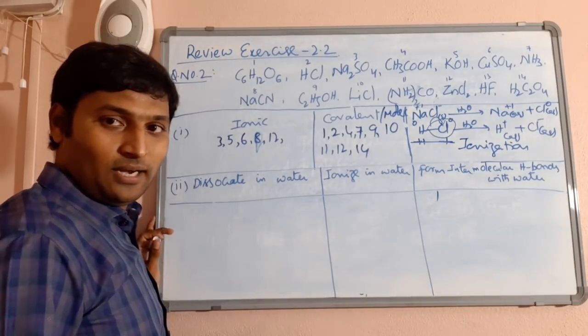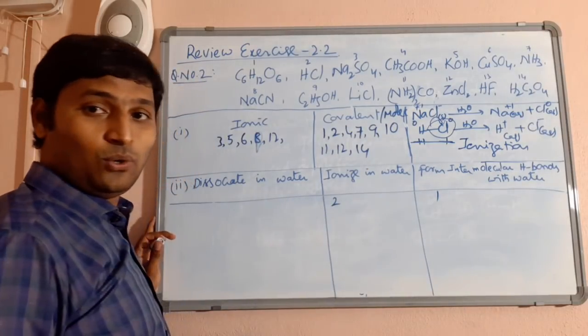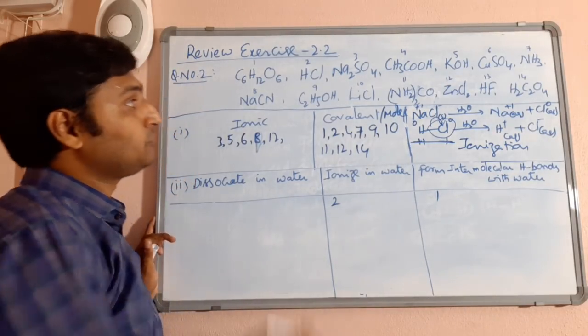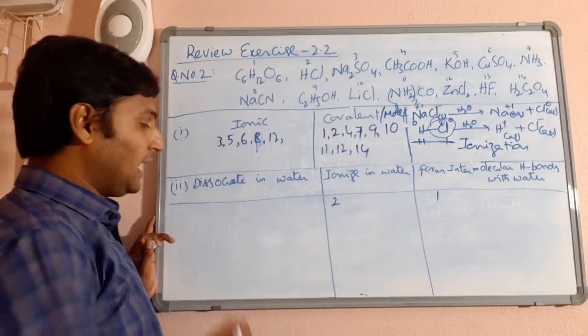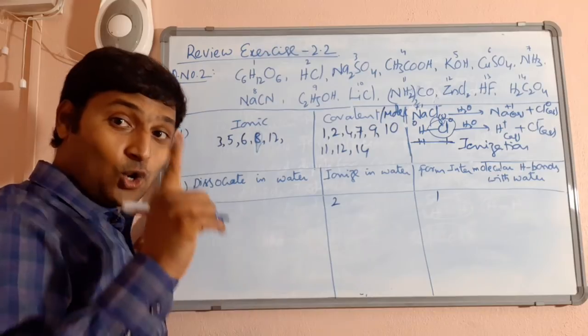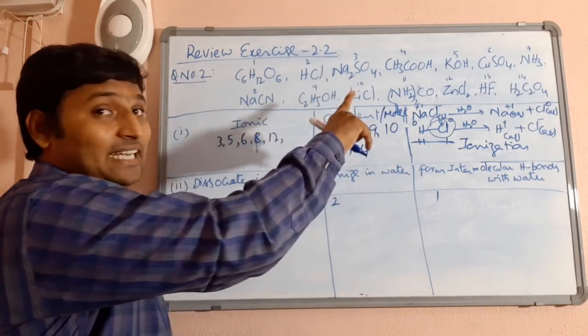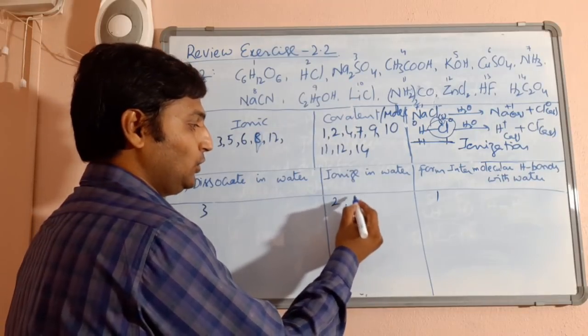HCl is no doubt a covalent substance and it is a polar substance, as I already discussed, so it is going to undergo ionization in water. Then sodium sulfate, being an ionic compound, undergoes dissociation in water. Acetic acid is a covalent substance. It ionizes as acetate ion and H+ ion in water. You know that.